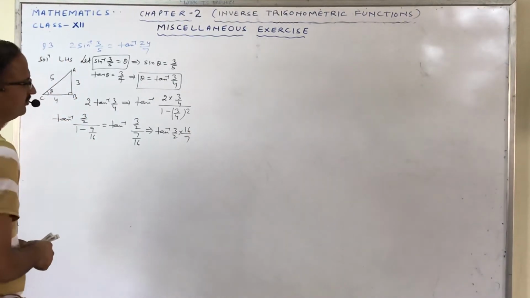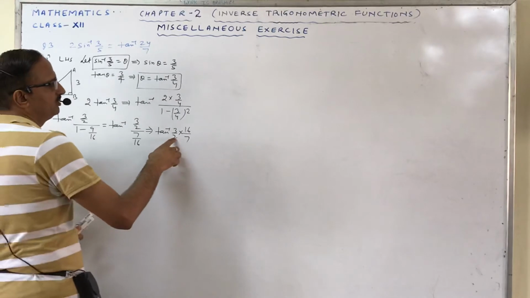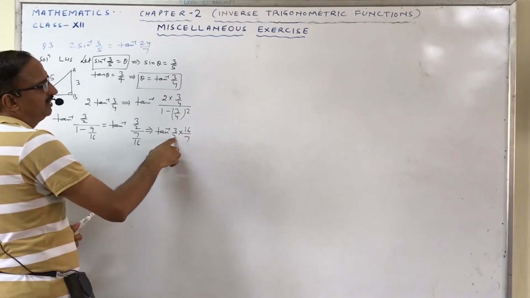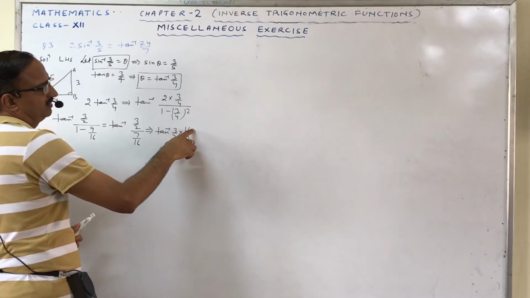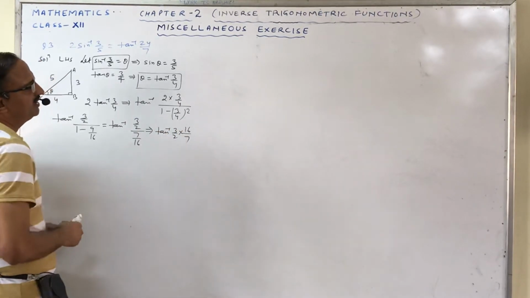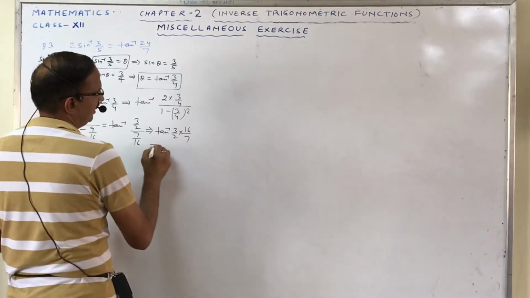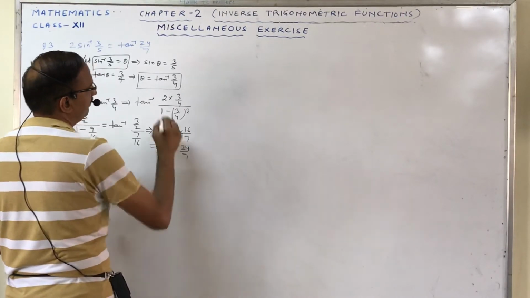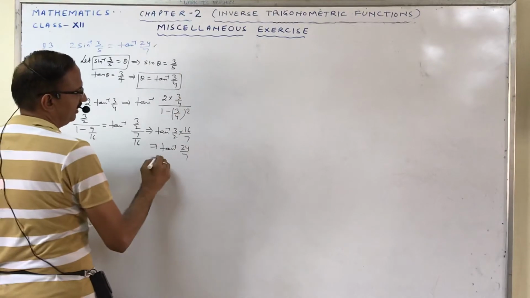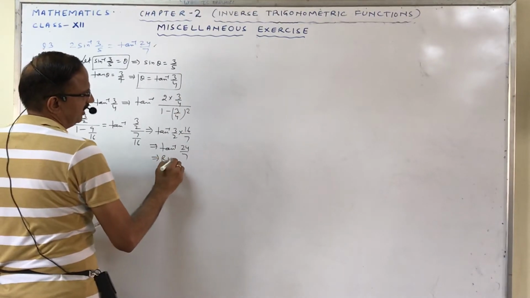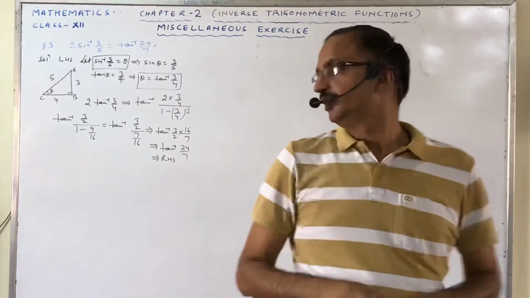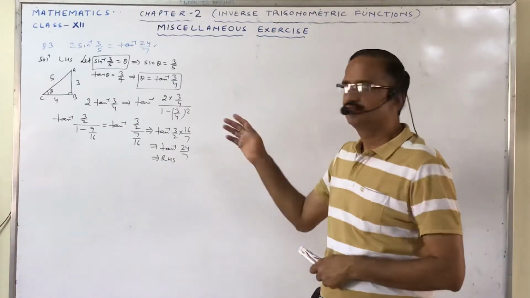Okay children? Now this is 2 and 16. When we divide, then we will get 8. So 8 times 3 is 24 by 7. And the final answer will be tan inverse 24 by 7. So in this way we will get the RHS, meaning LHS is proved equal to RHS.